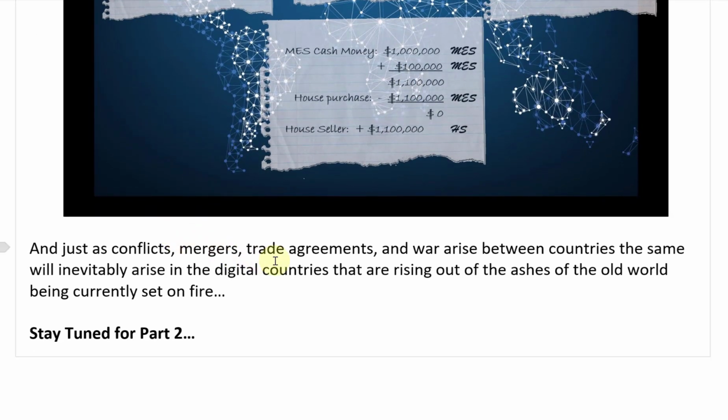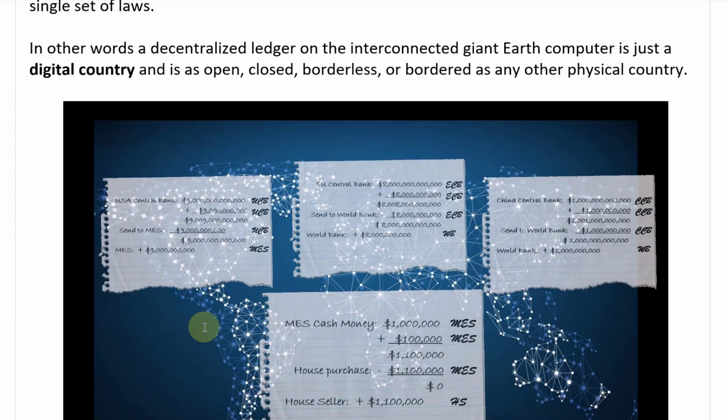Just as conflicts, mergers, trade agreements, and war arise between countries, the same will inevitably arise in the digital countries that are rising out of the ashes of the old world being currently set on fire. Stay tuned for part 2.